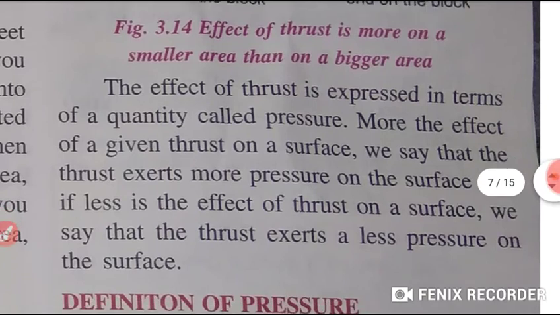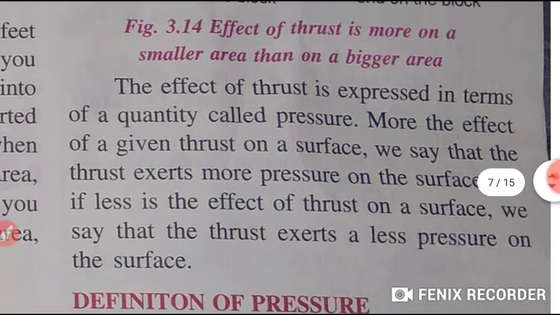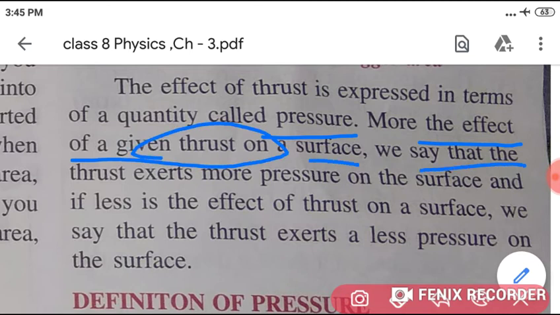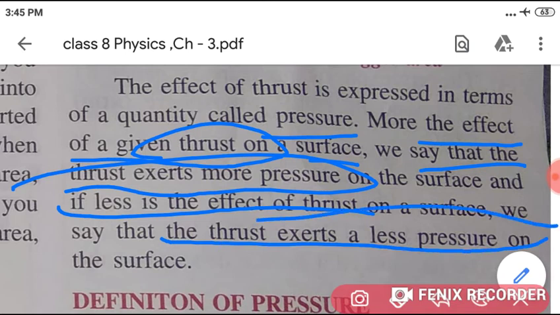So, students, the effect of thrust is expressed in terms of a quantity. What is that called? Pressure. The more the effect of a given thrust on a surface, we say that the thrust exerts more pressure on the surface. And if the effect of thrust on the surface is less, we say that the thrust exerts less pressure on the surface.